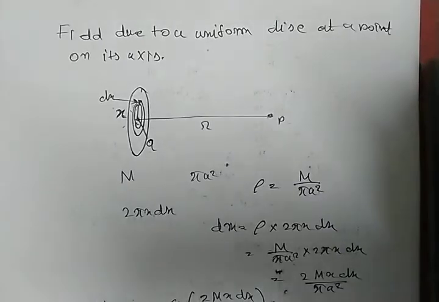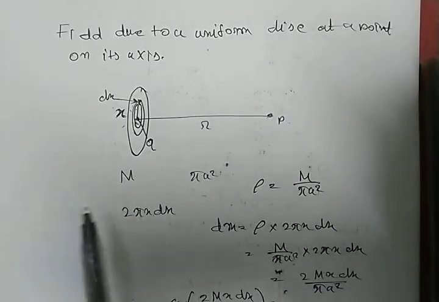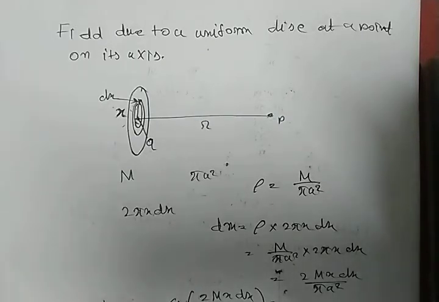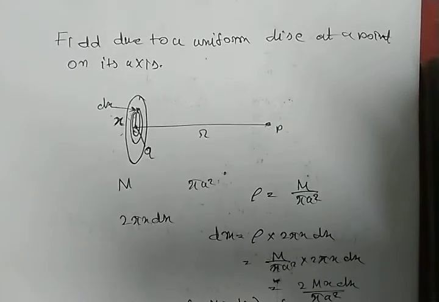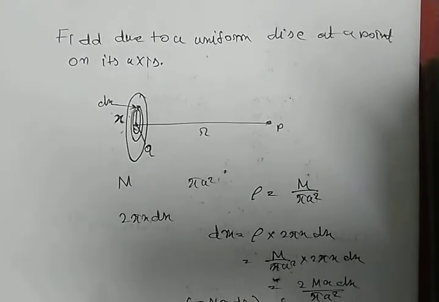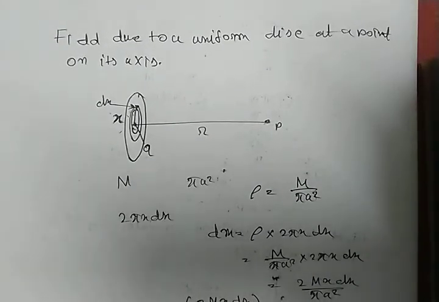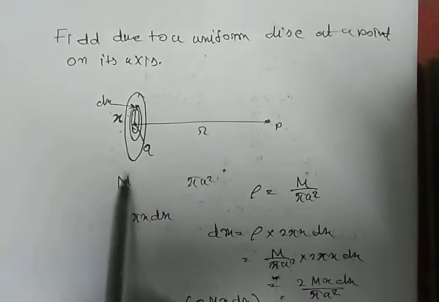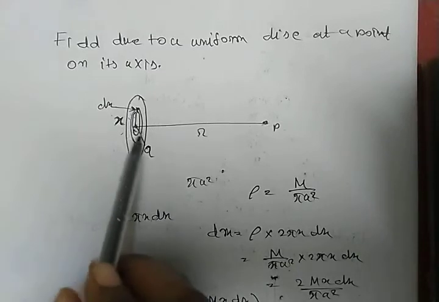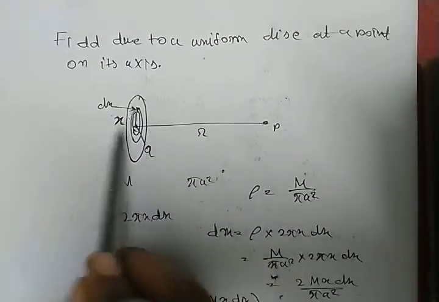Hello and welcome. In the last video we talked about the electric field due to a uniform circular ring at a distance r from its axis. Today we are going to discuss the gravitational field due to a uniform circular disk on its axis at a distance r. I've drawn a disk here, and this is the axis of the disk.